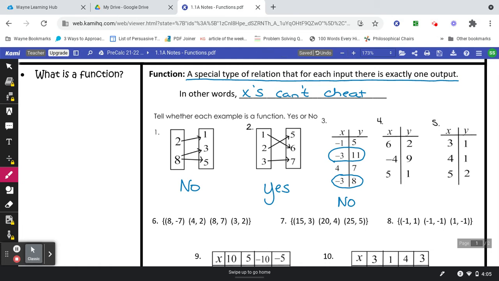Number 4 is a yes. None of the x's are repeating with different y's. None of the x's are cheating. And number 5 is a yes. We don't mind if the y's repeat. So the y's can be cheating, but not the x's.